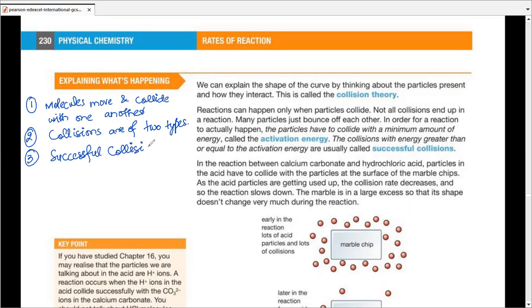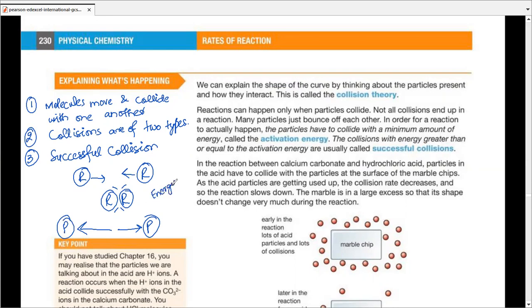What is a successful collision? I'm going to draw it. A reactant molecule comes closer to another reactant molecule, so much so that both collide with one another with some force, and then they return back as product molecules if their energy is greater than or equal to activation energy. Activation energy is the minimum amount of energy which the particles are supposed to have, so that when they collide, they are converted into products.